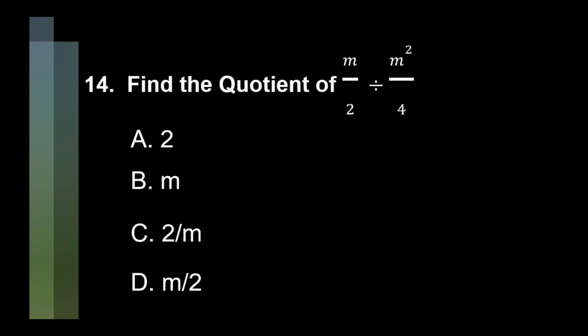Number 14. Find the quotient of m over 2 divided by m squared over 4. Letter A, 2. B, m. C, 2 over m. Or D, m over 2.